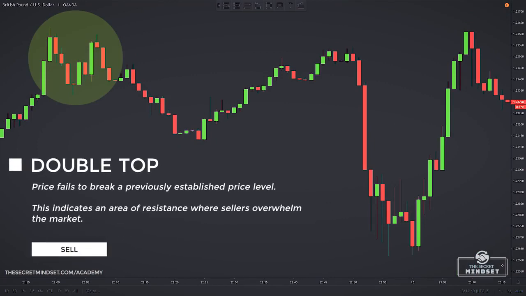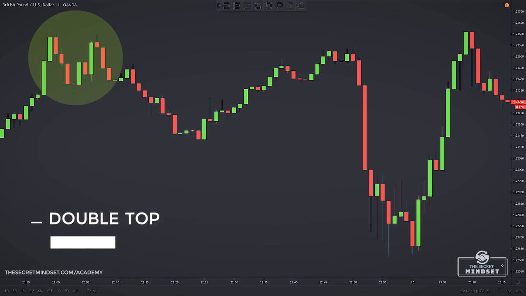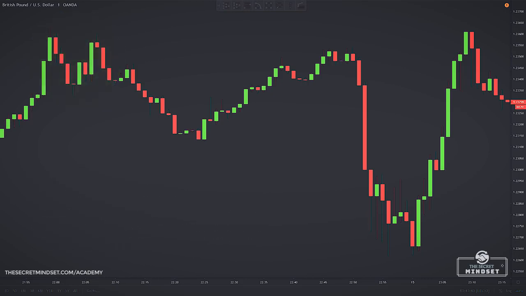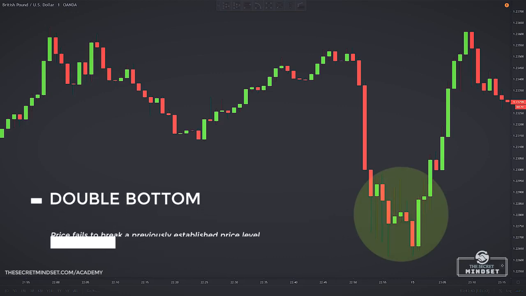A double top pattern is where price fails to break a previously established price level. This indicates an area of resistance where sellers overwhelm the market. As a result, the buyers eventually give up, leading to a double top pattern. A double bottom pattern is exactly the opposite of a double top.